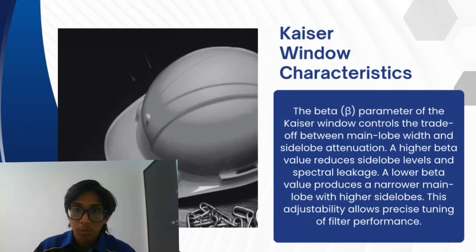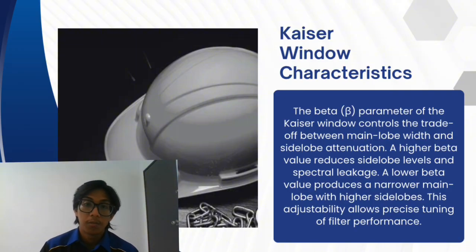Then we go into the Kaiser window characteristics. The beta parameter of the Kaiser window controls the trade-off between main lobe width and side lobe attenuation. A higher beta value will reduce side lobe levels and spectral leakage, while a lower beta value will produce a narrower main lobe with higher side lobes. This adjustability allows precise tuning of filter performance.